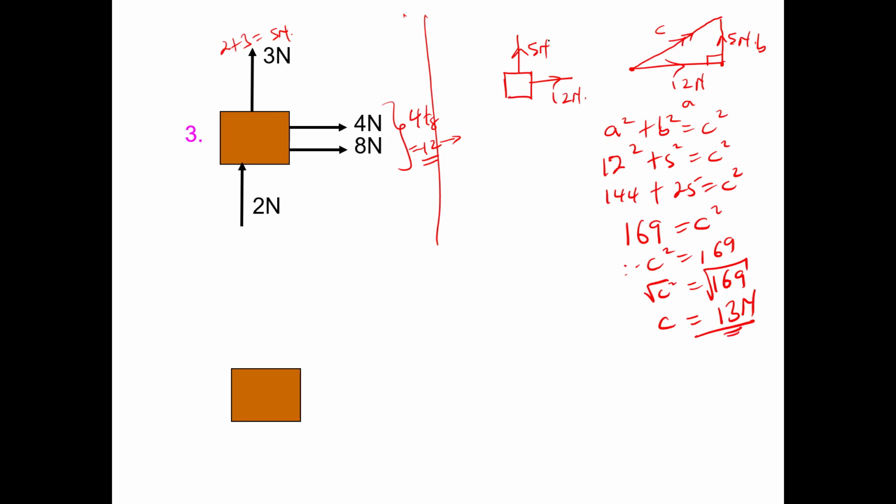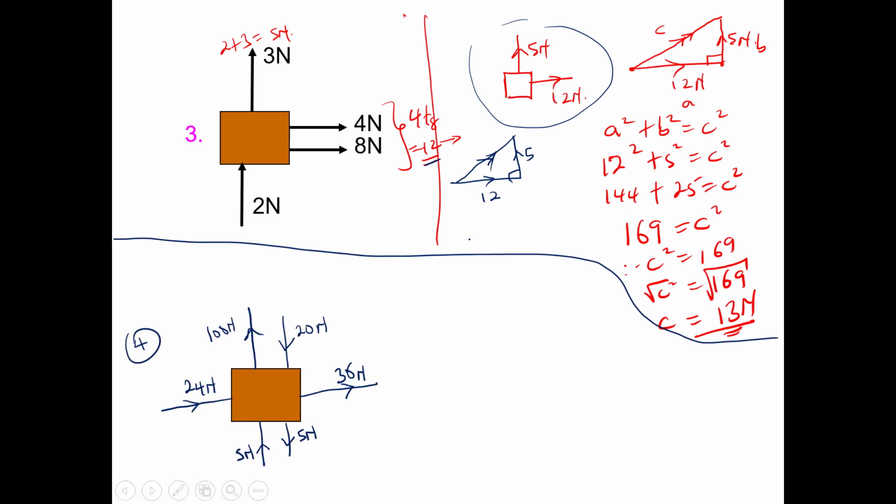In other words, in case you don't want to draw this diagram here, you simply come and say that since I have the 12 going to the right, and then I have the 5 going upwards, you draw up the diagram like that. It is also very okay. So that is number 3. So let's try out the last number here, number 4, then you try out an exercise.